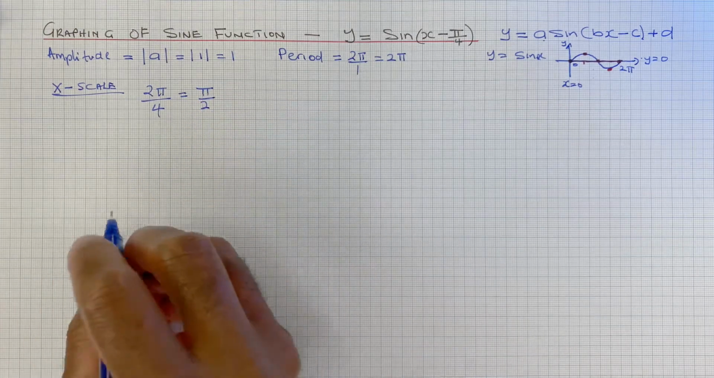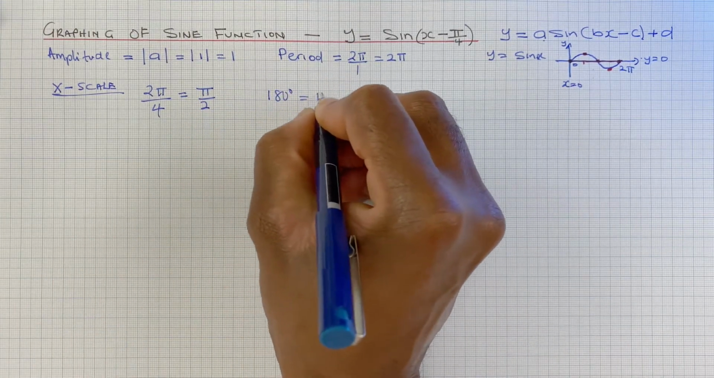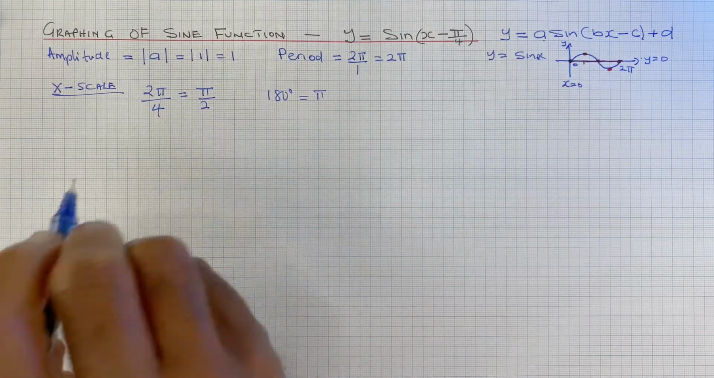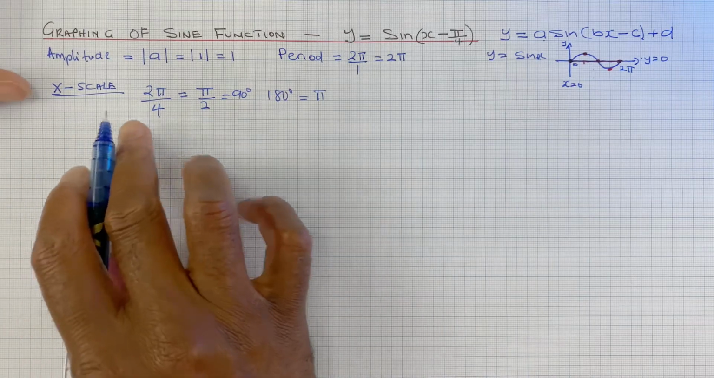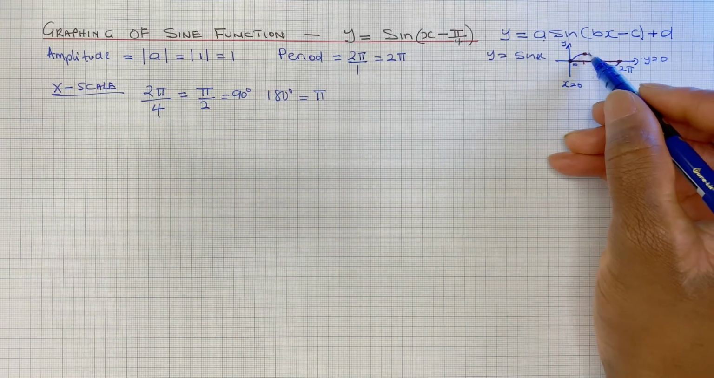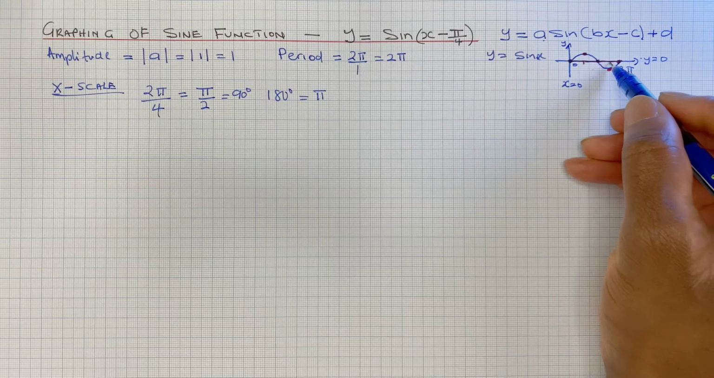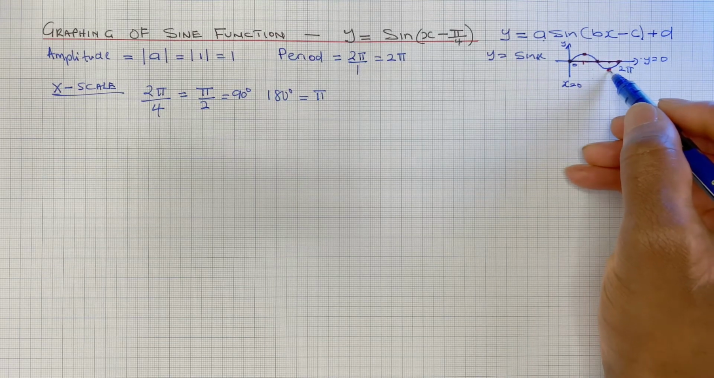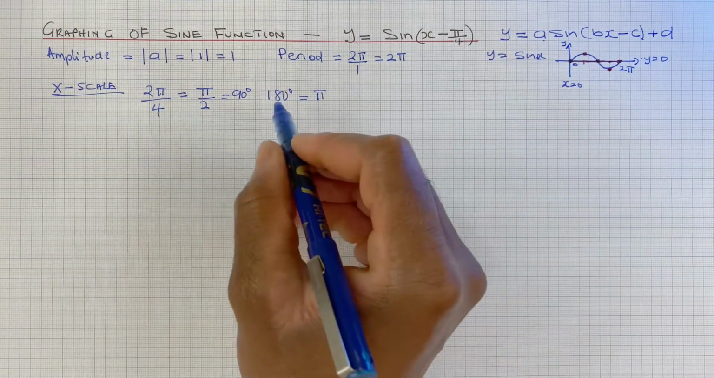That's 90 degrees, because 180 degrees equals pi, so pi over 2 is 90 degrees. So that's the x scale. What that means is you start from 0, you go to 90, then 90 plus another 90 is 180, then 180 plus another 90 is 270, and 270 plus another 90 is 360.